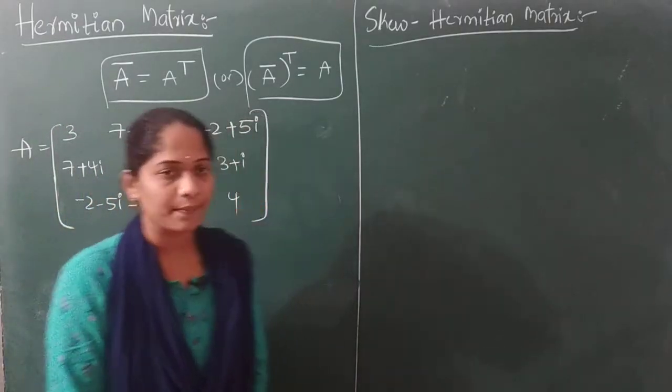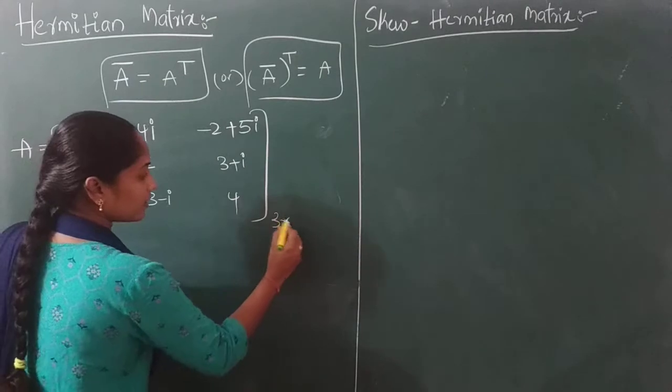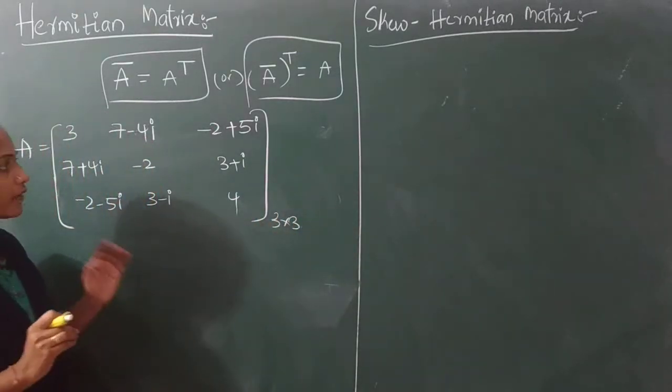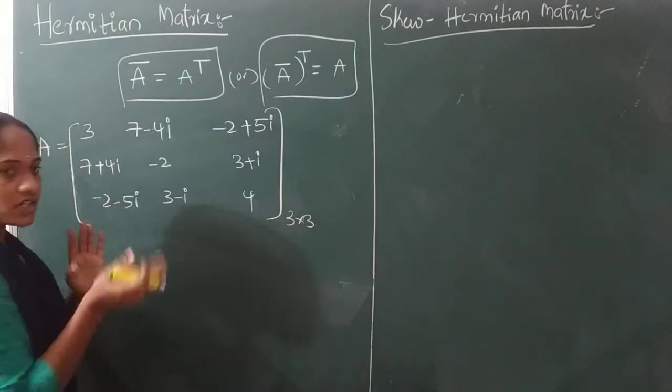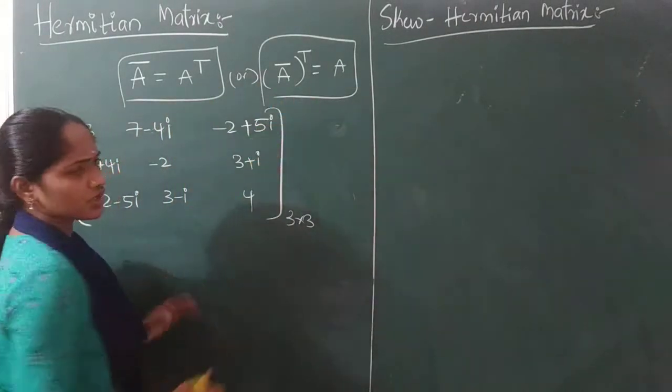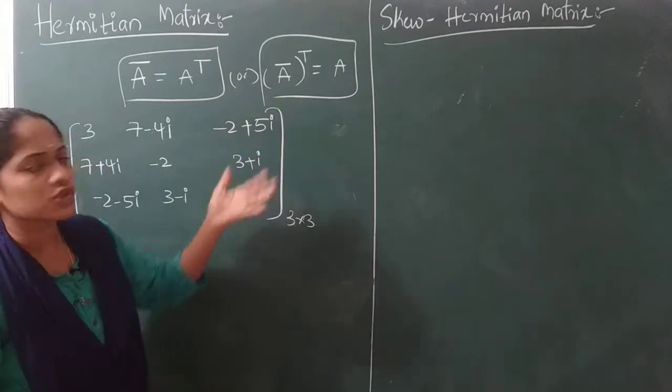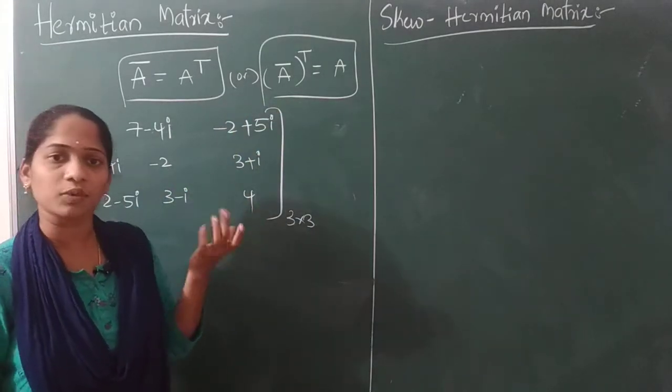Let's see another example of order 3 cross 3. Now you have to check whether this is a Hermitian matrix or not. First check whether this condition or this condition, any one, is satisfied. If so, then that matrix A is said to be Hermitian.